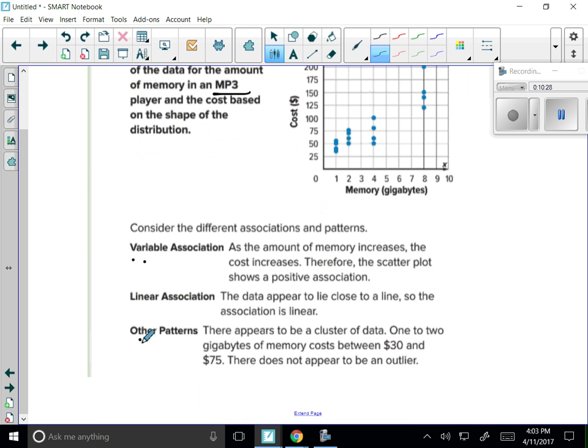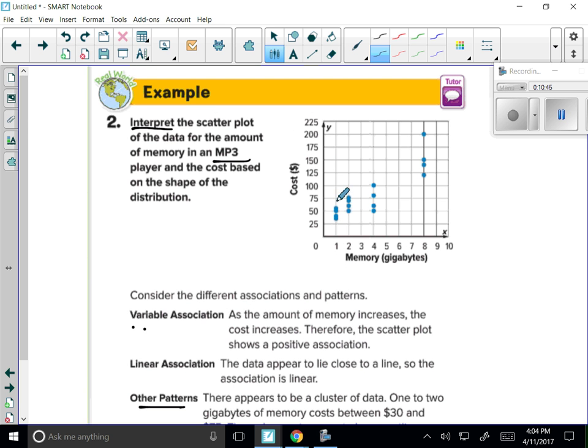So right here, any other patterns you see? It says there appears to be a cluster of data. 1 to 2 gigabytes of memory costs between $30 and $75. There does not appear to be an outlier. So what they were saying is 1 to 2 gigabytes of memory, right here and right here. Since those points are so close together, those are considered a cluster. They group them all together and say, okay, if you get 1 to 2 gigabytes of memory, it's going to cost you maybe about $25 to about $75, depending on the device. So that is a pattern right there, because that's a cluster.